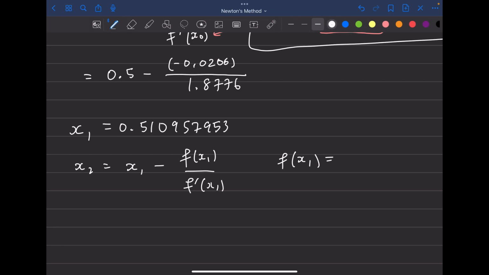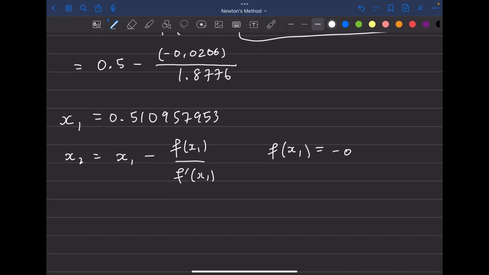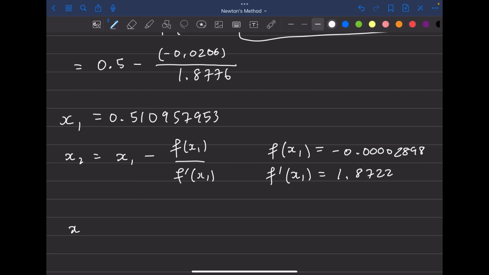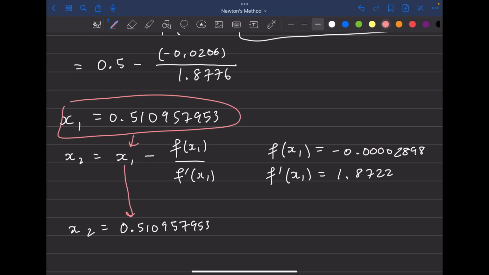You should get this in a calculator, but you will get negative 0.00002898. And then f derivative of x1, once again plug this in a calculator, you should get 1.8722. And yeah, so we got these, we have x1, let's find x2. So x2 would be equal to 0.510957953. Basically, I just plugged in this over here and got this.